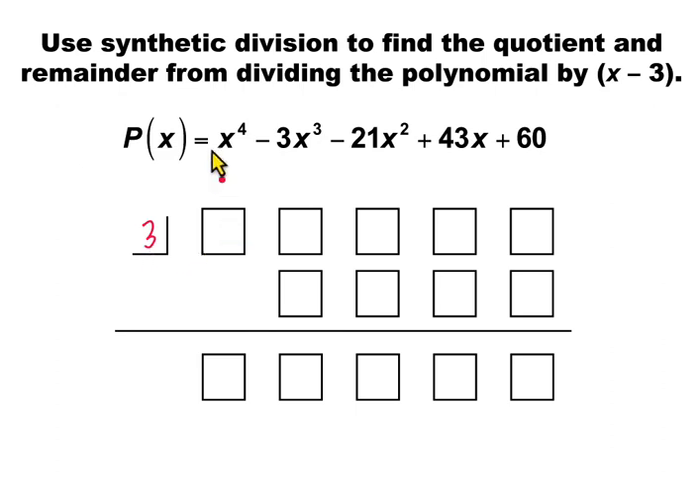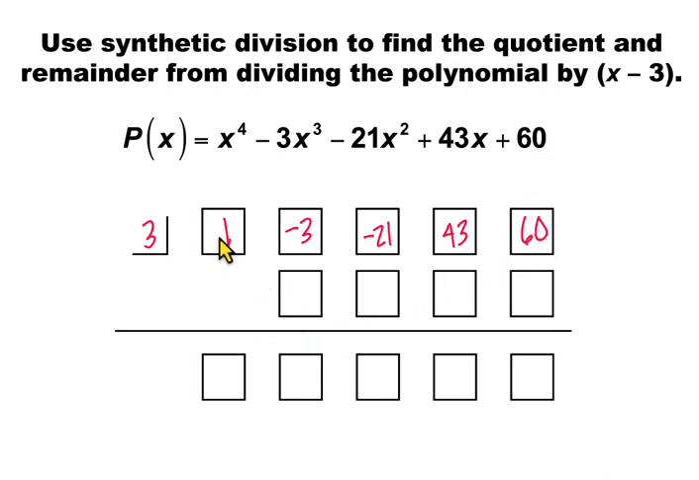Fill in the coefficients from the polynomial here. So the coefficient of the 4th degree term is 1. The coefficient of the 3rd degree term is negative 3. The coefficient of the squared term is negative 21. The coefficient of the linear term is 43. And the constant term is 60.